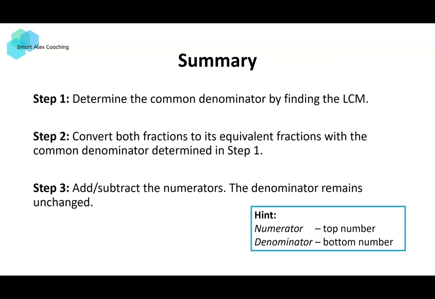In summary, to add or subtract related fractions, step 1, we need to determine the common denominator by finding the LCM. Then in our second step, we convert both fractions to their equivalent fractions with the common denominator as determined in step 1. And last step, step 3, we simply add or subtract the numerators. The denominator remains unchanged.